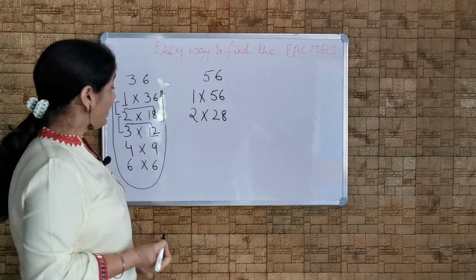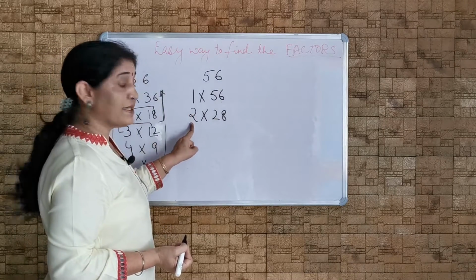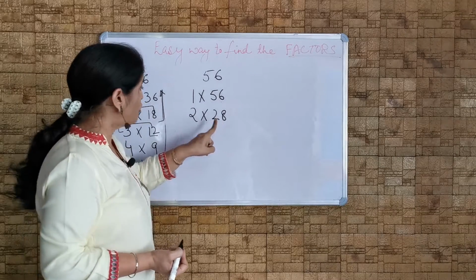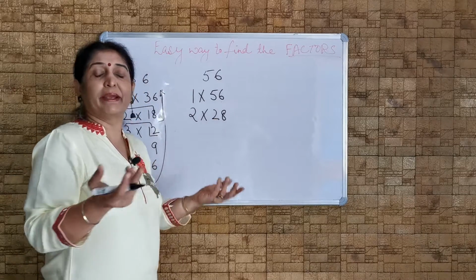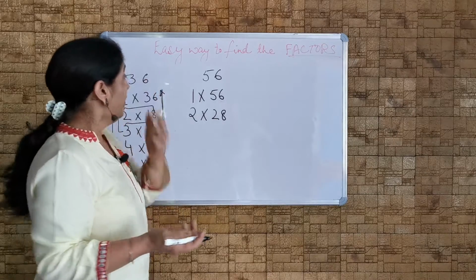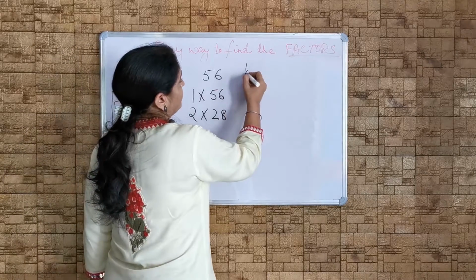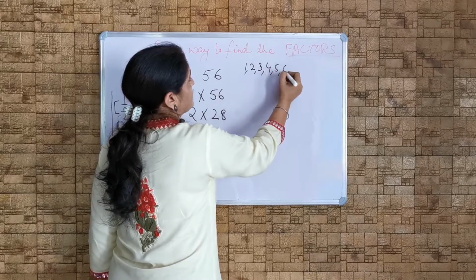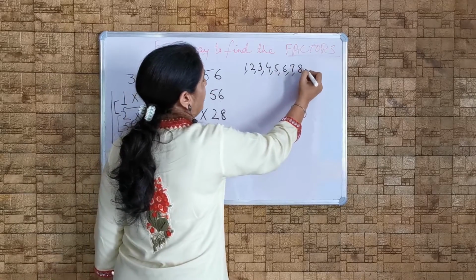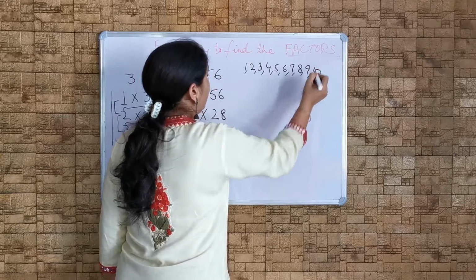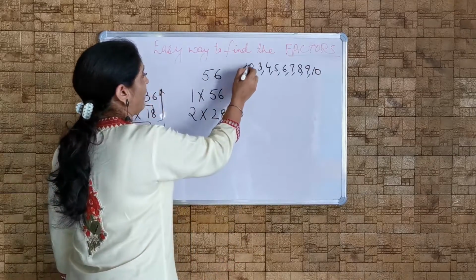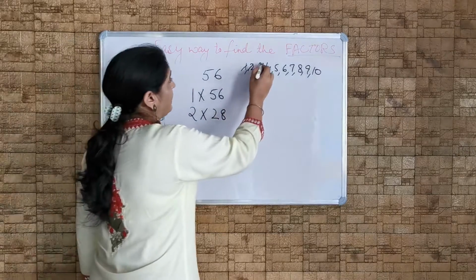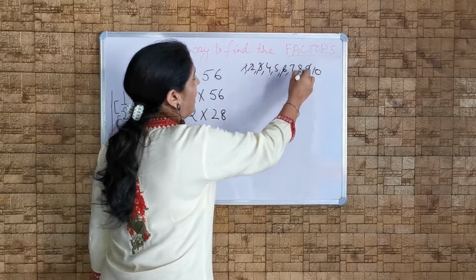Okay, children? Now, the next digit is 3. We have to check whether this number is divisible by 3 or not. 2 plus 8 is 10, so this number cannot be divisible by 3. So I am writing down these digits here: 4, 5, 6, 7, 8, 9 and 10. Now, children, 1 and 2 I have done. As this number is not divisible by 3, all the multiples of 3 should be cancelled.